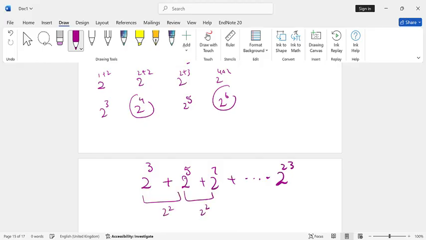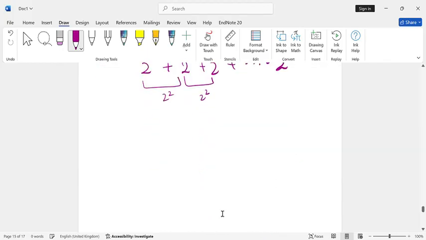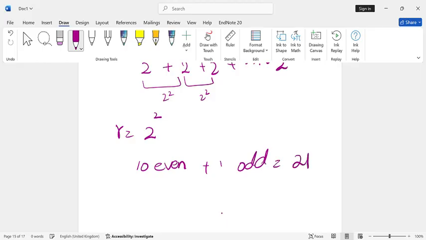So how do we do the next part of this question? As you know, the ratio is 2 power 2, and we have 10 even ones. Because we have 21 terms, how can you conclude how many even and how many odd terms you have? If I have 10 even terms, plus odd terms equals 21, that means we have 11 odd terms. So we can say that n is 11.